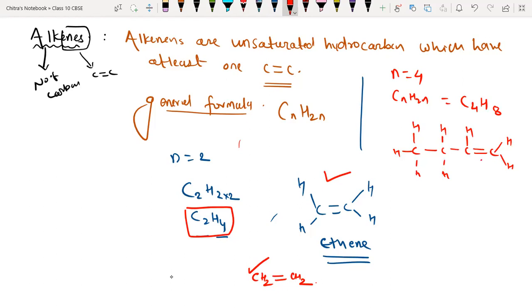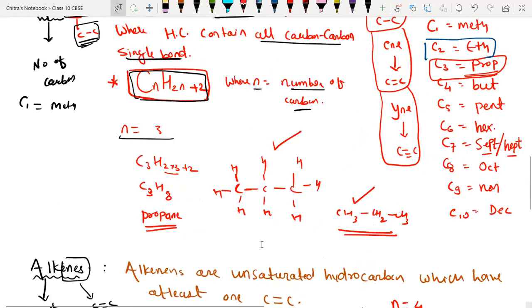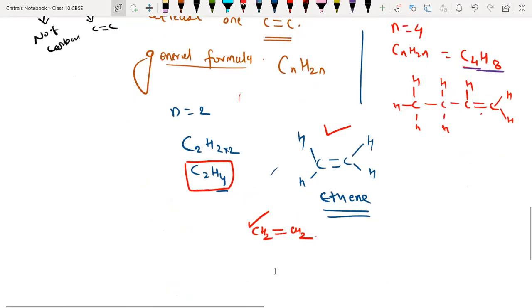Now we have to calculate. See, we have 4 carbons, and then we have 1, 2, 3, 4, 5, 6, 7, 8, so 8 hydrogens. So here again we have 4 carbons. For 4 carbons we are using but. And for the double bond we are using ENE. So it is butene. Understood, everyone?